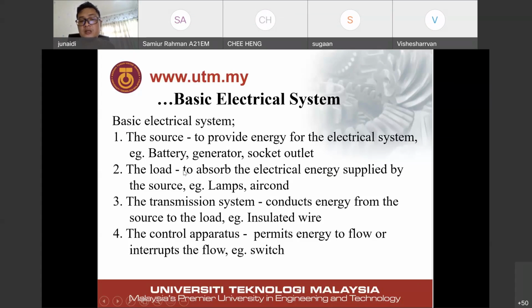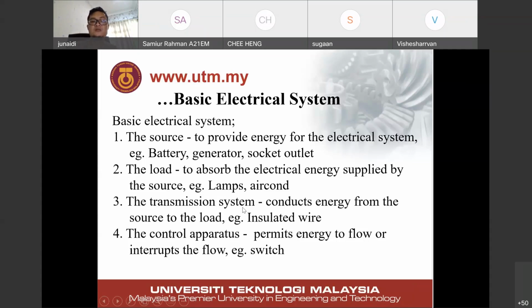Okay, so the load, what is load? So load actually is the element that absorbs the electrical energy supplied by the source. For example, lamps or the lighting lah. Okay, the next is transmission systems. So transmission system is a system that conducts or transfers energy from source to the load.